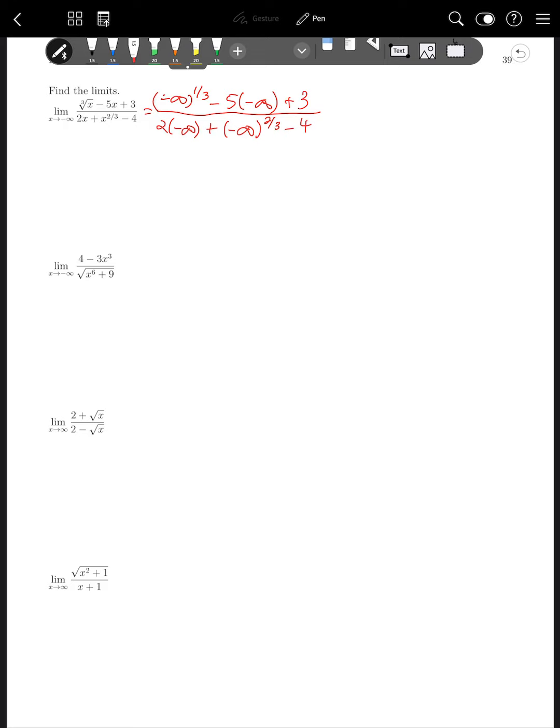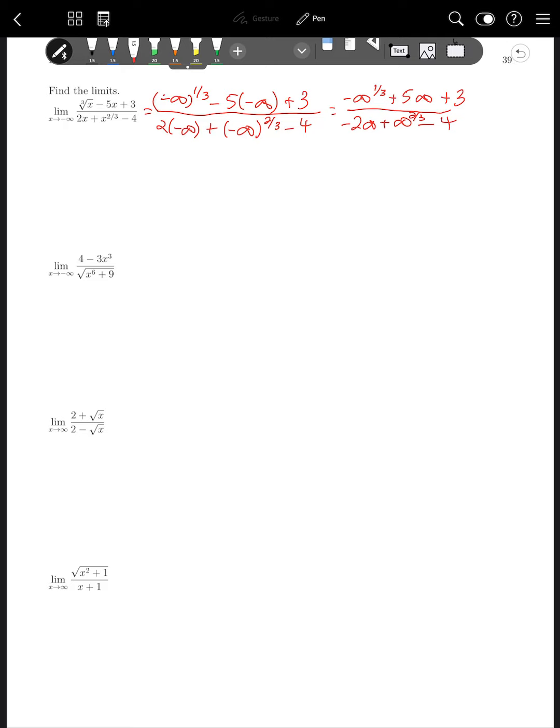Okay, so now you want to try and simplify that. Well, a negative to an odd power is still going to be negative. So this would be negative infinity to the 1/3. Negative times a positive is positive, so that'd be positive 5 times infinity plus 3 over negative 2 times infinity. Negative infinity to the 2/3 is going to become positive infinity to the 2/3 minus 4.